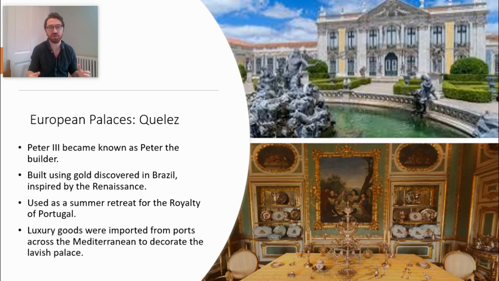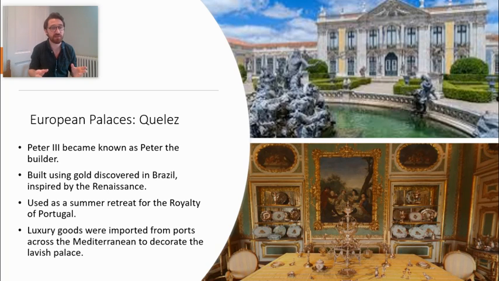You have this huge infrastructure rebuild, transforming European towns and cities, and these luxurious palaces where the rich who've made money from the slave trade go. And this is actually one of the first summer retreats that was ever created. And it was built using gold discovered in Brazil. And you can see it has Renaissance style architecture and inflections and inspirations. And this is only possible because of the money that's generated in the slave trade.